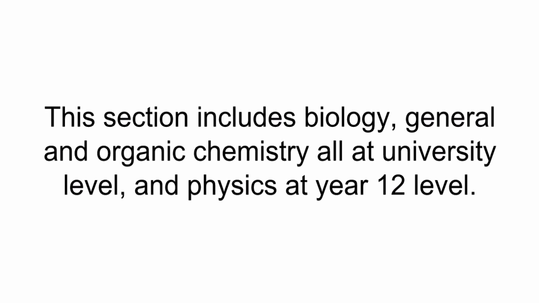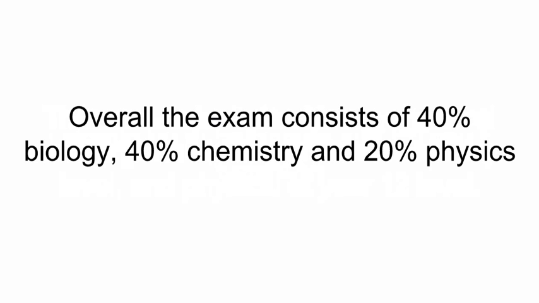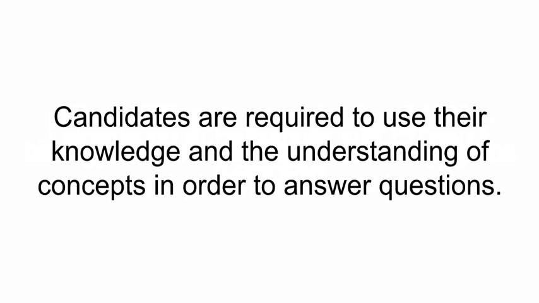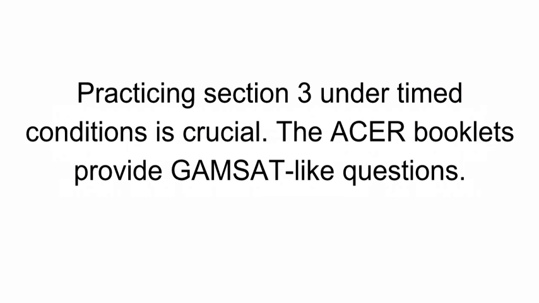Reasoning in biological and physical sciences. This section includes biology, general and organic chemistry, all at university level, and physics at Year 12 level. Overall, the exam consists of 40% biology, 40% chemistry, and 20% physics. Candidates are required to use their knowledge and their understanding of concepts in order to answer questions. This section involves the analysis of tables, graphs, charts, and scientific information.